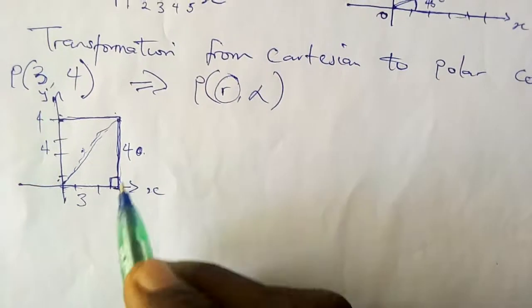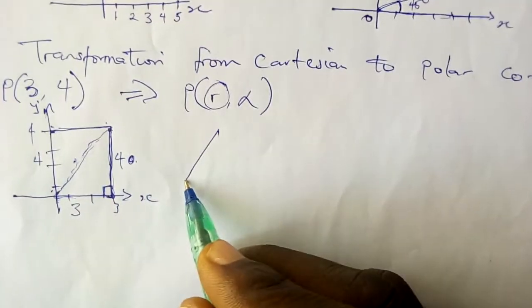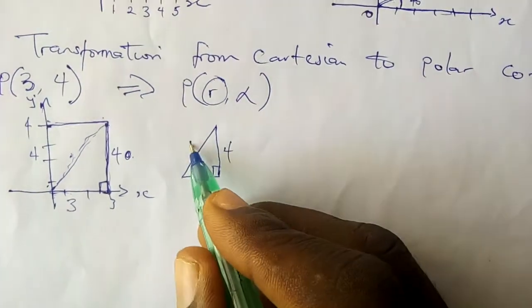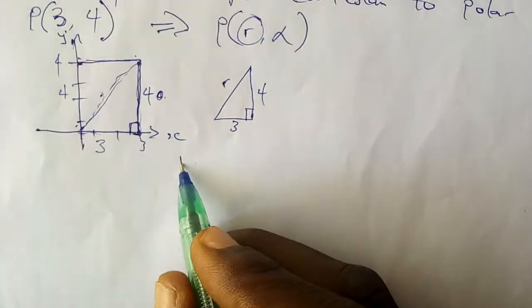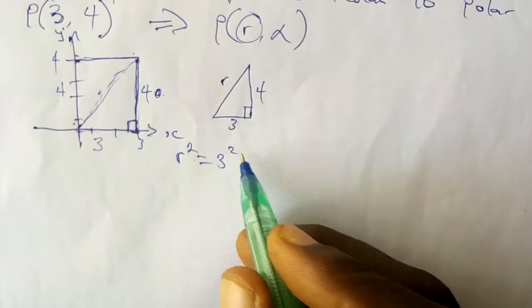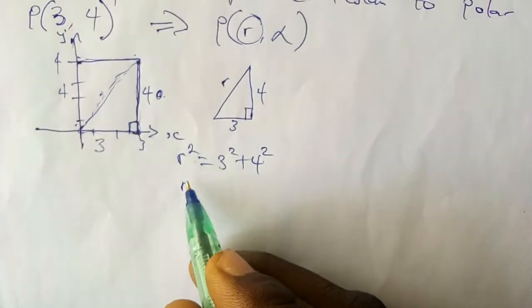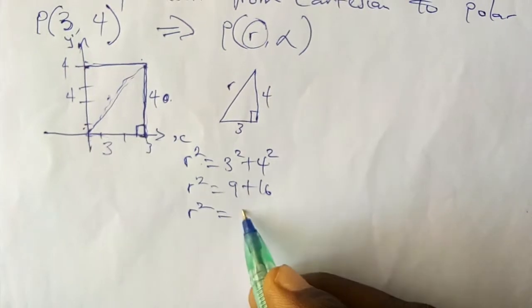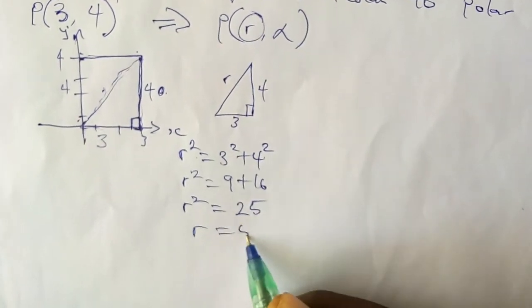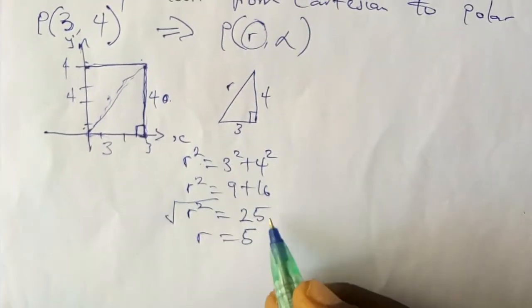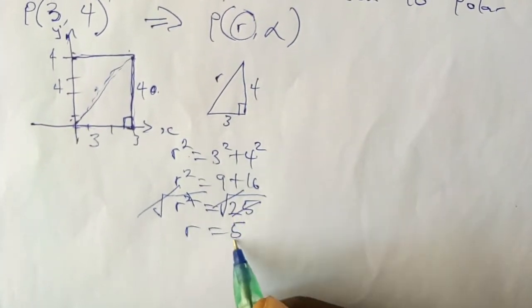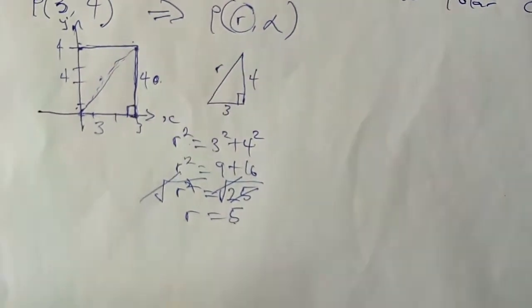That's very simple. If you remember, this is a right-angled triangle. So we have a 3 here, we have a 4 here. For us to get this r, r squared is equal to 3 squared plus 4 squared. Then r squared is equal to 9 plus 16, so r squared is equal to 25. Then r is equal to 5. That is the square root of both sides. The square root will cancel this square, and this will be 5. Now that is our r.